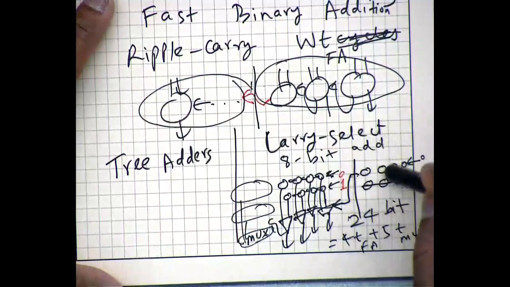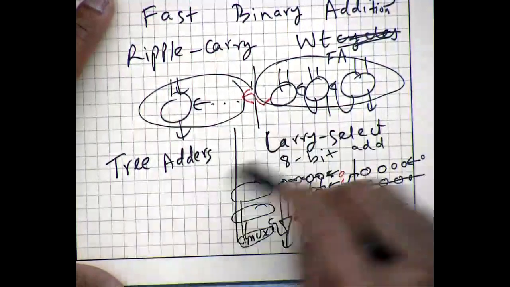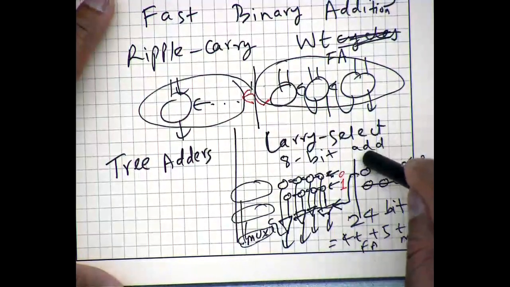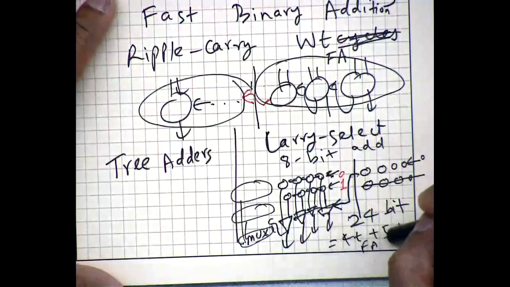So if I divide them into 6 blocks of length 6, well, this would be 6, this would be 3. Okay.